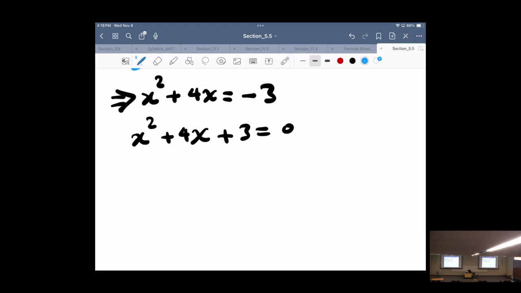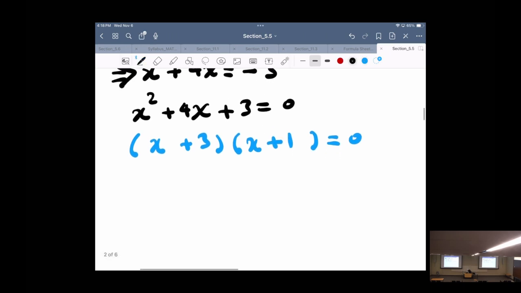But if I can't factor this, then I can surely use the quadratic formula. But in this case, fortunately, this is an easily factorable equation. We can say that this equation has factors (x + 3)(x + 1), right? So therefore, let us set each factor equal to 0 and solve for x.